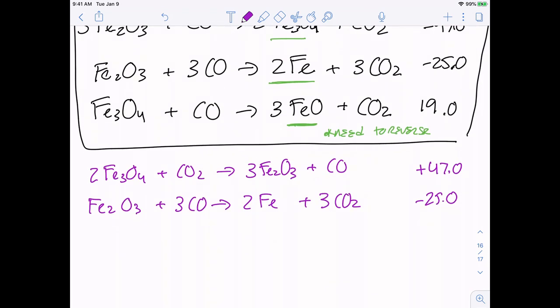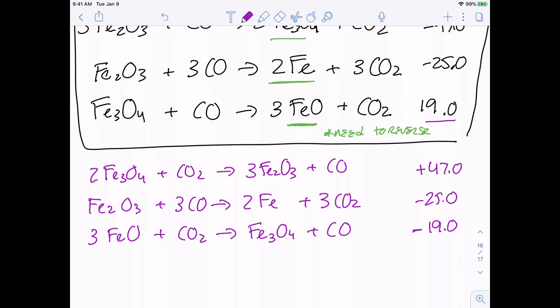I didn't do anything to it, so I'm just writing down my enthalpy change just as it was. My last one, I am going to reverse it, so 3 FeOs plus carbon dioxide going to Fe3O4 plus carbon monoxide, and then because I reversed it, I'm going to put a negative in front of its enthalpy change. It was a positive 19, it's now a negative 19.